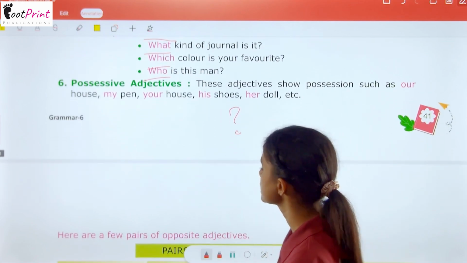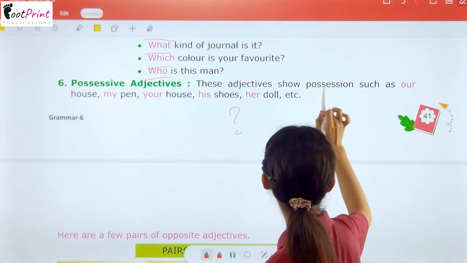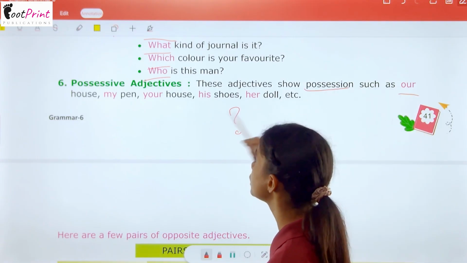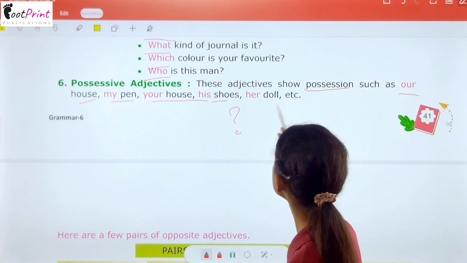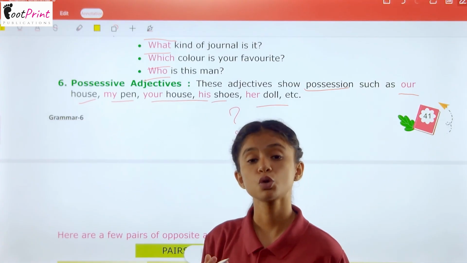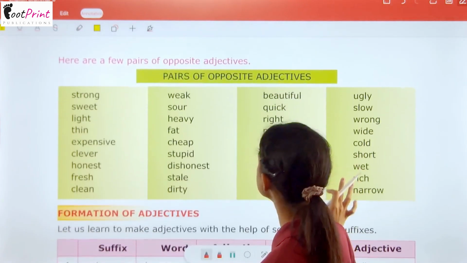Next we have possessive adjectives. These adjectives show possession, such as our house, my pen, your house, his shoes, her doll, etc. So they show possession.